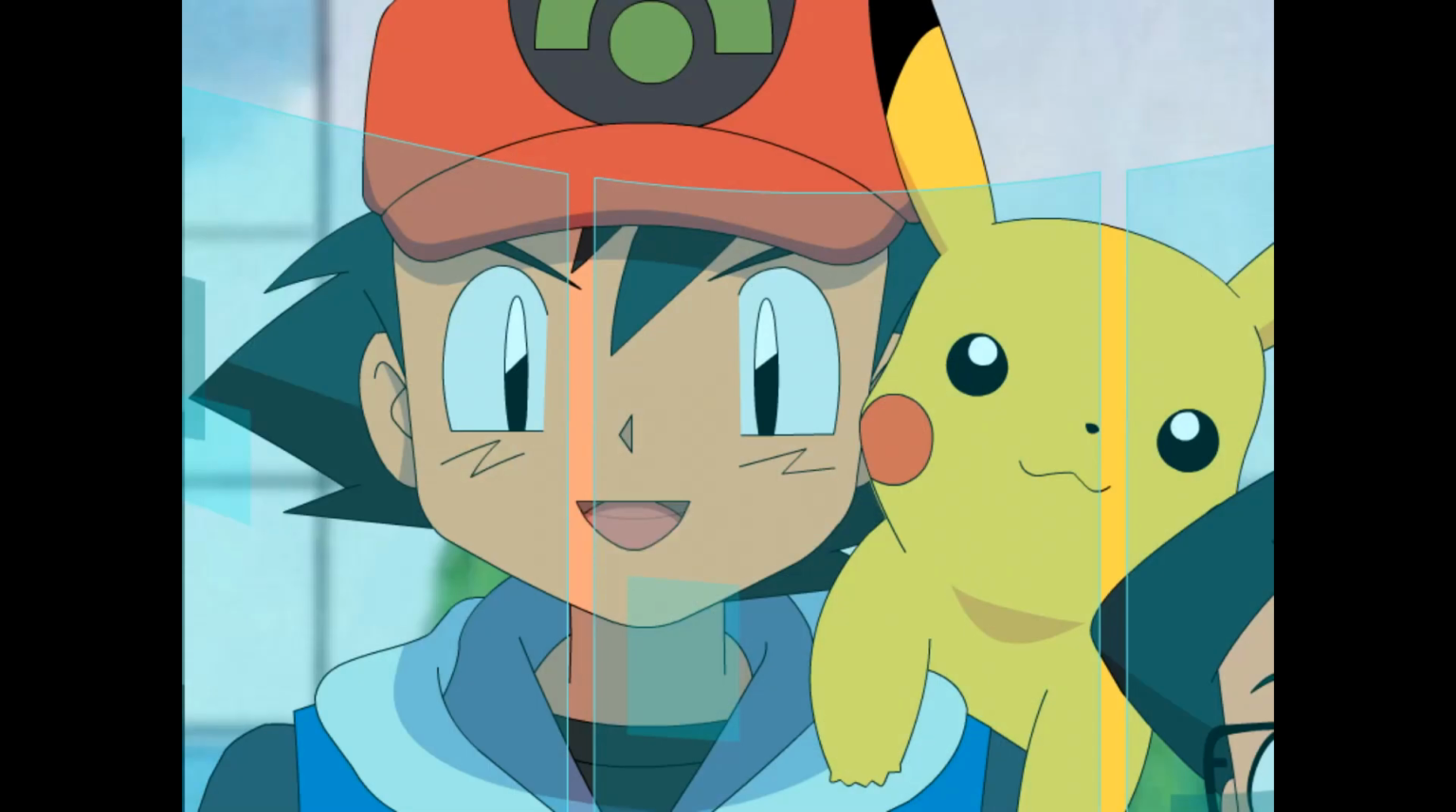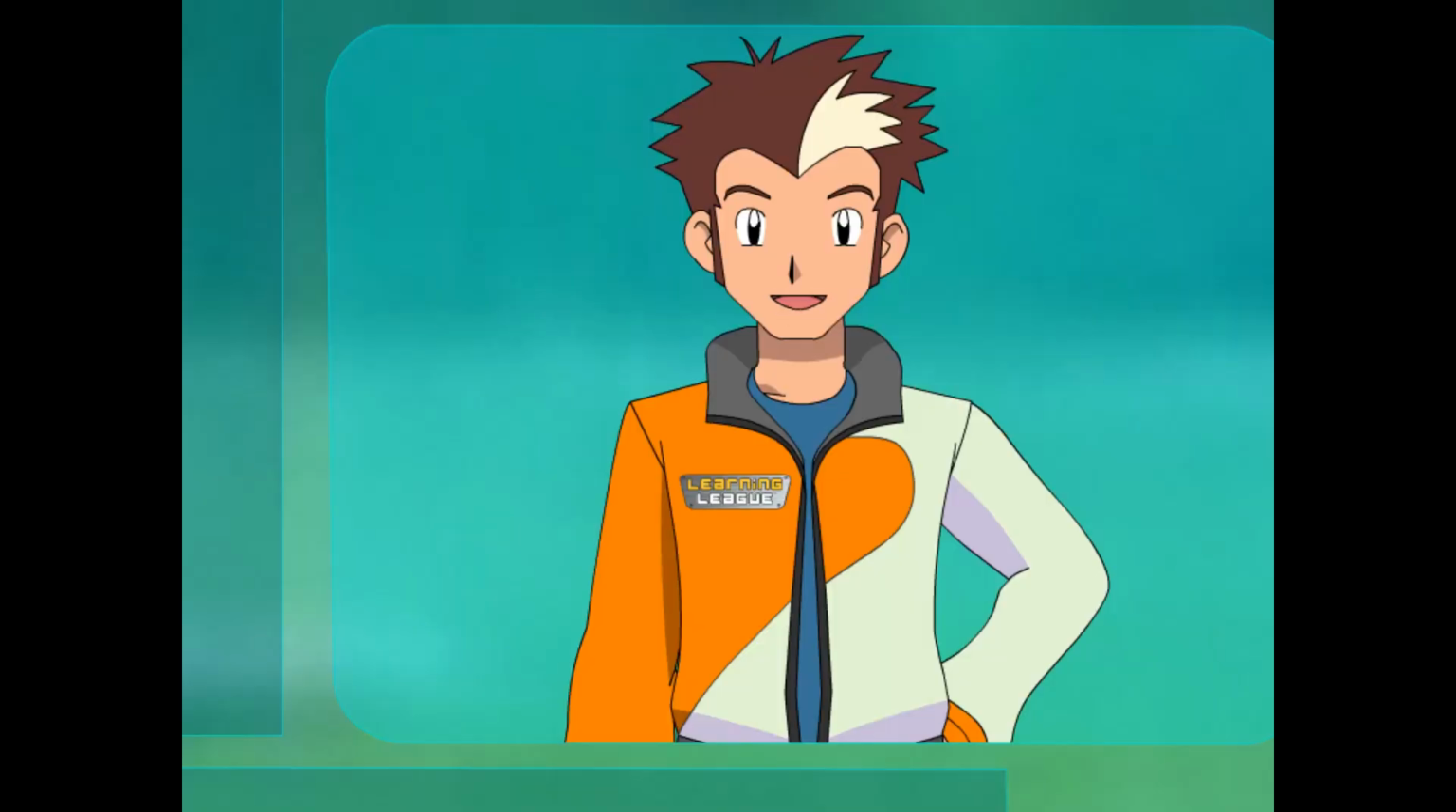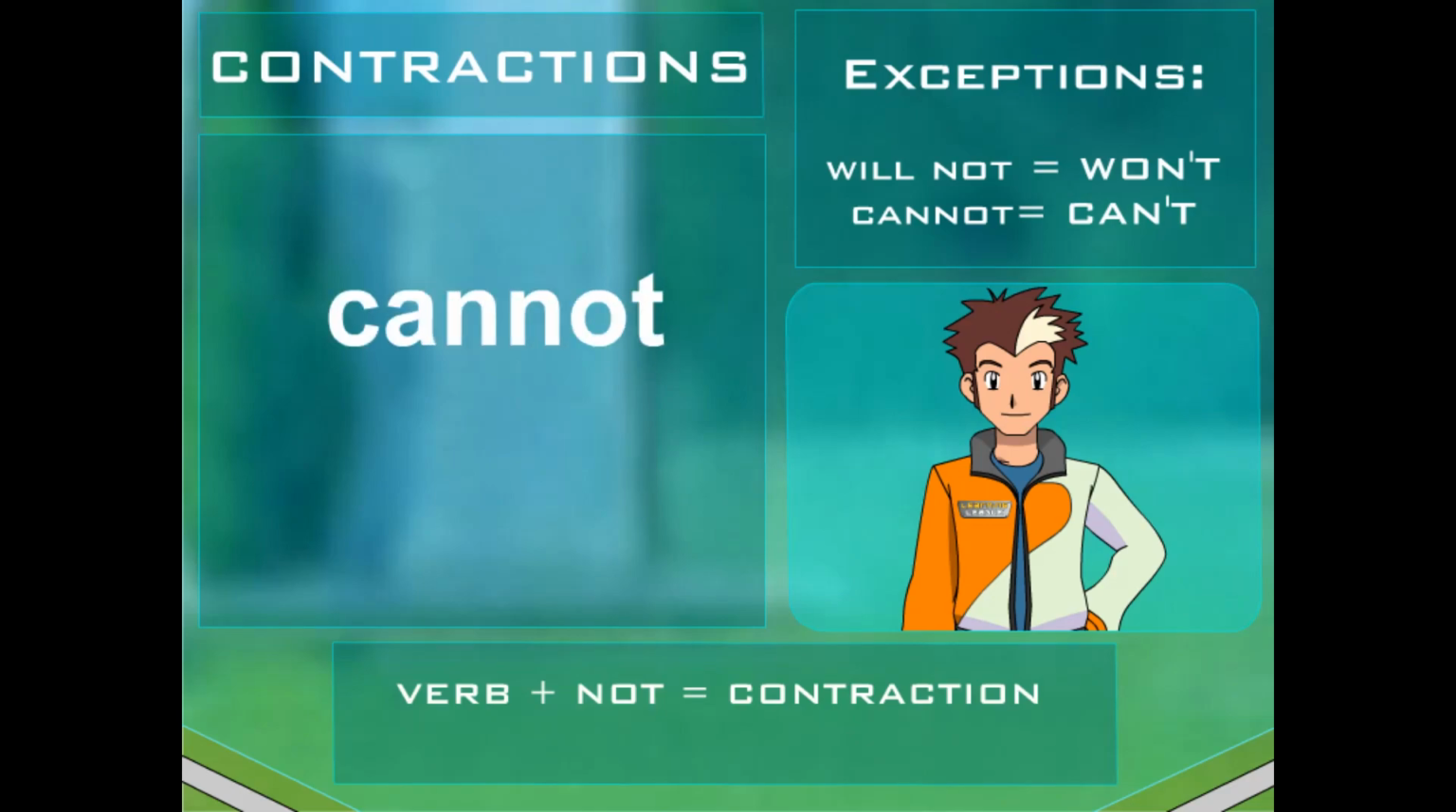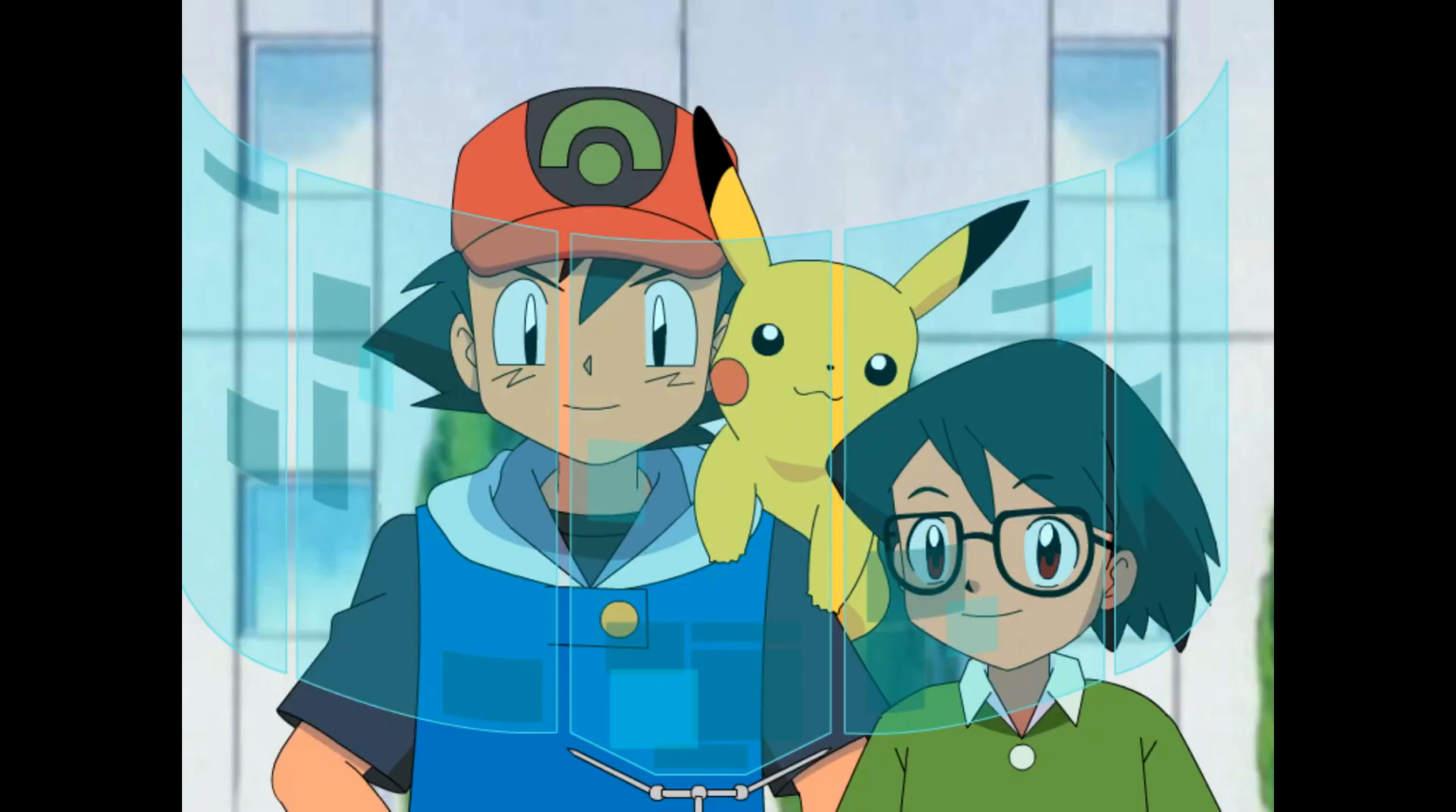Wait a minute. What about will not? You can't say willn't. As always, Ash, you found the exception. Will not is one of a kind. It changes to won't. And cannot is slightly different too. Since there's a double N, you take out the O and one N. Right. To make can't. I think I got it.